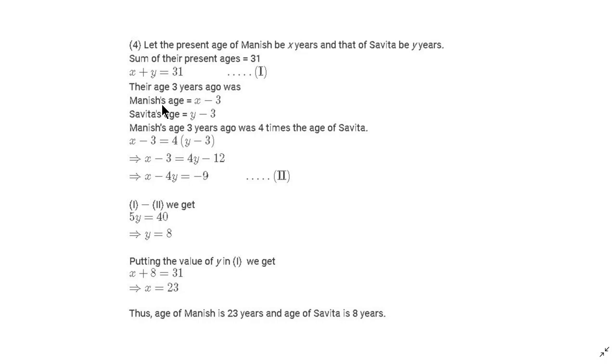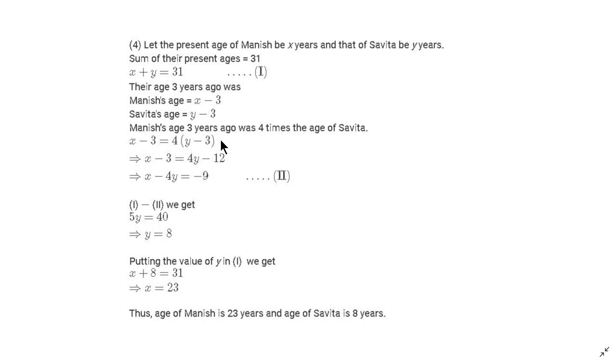So what is the age 3 years ago? Because we assumed the present age X here, 3 years ago it should be X minus 3. And also we assumed the present age of Savita Y, so Savita's age 3 years ago should be Y minus 3, right? So these are the 3 years ago ages, X minus 3 and Y minus 3.